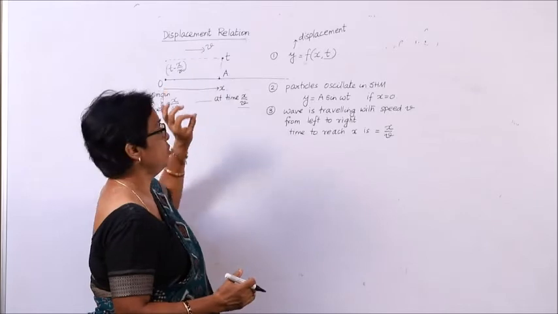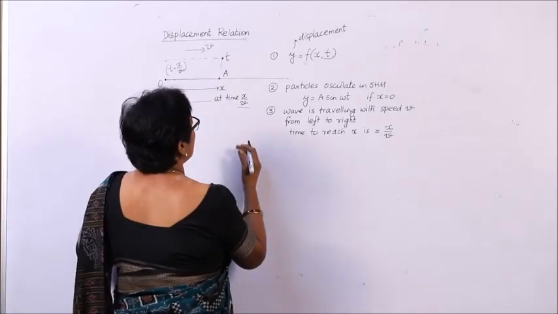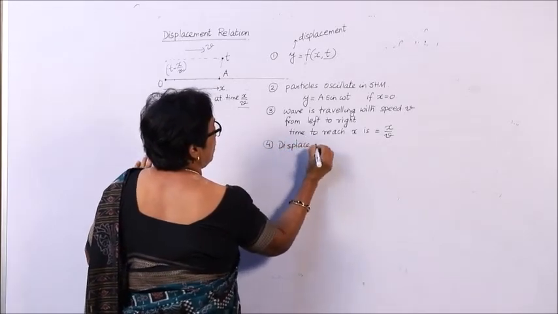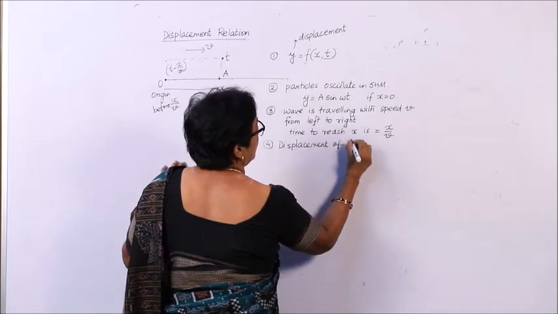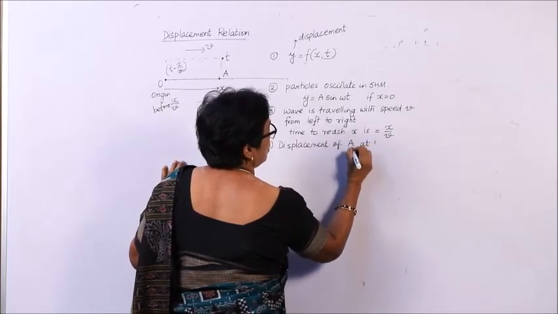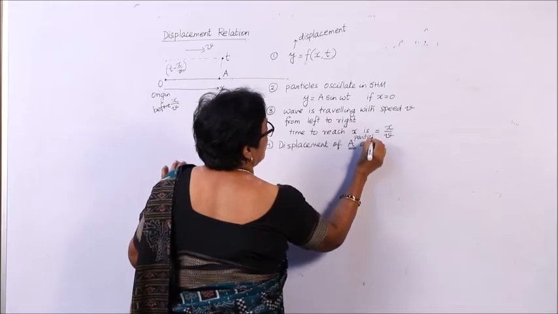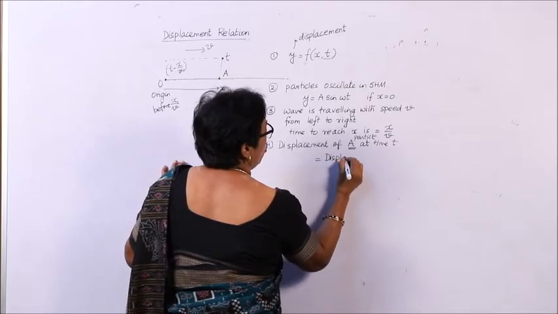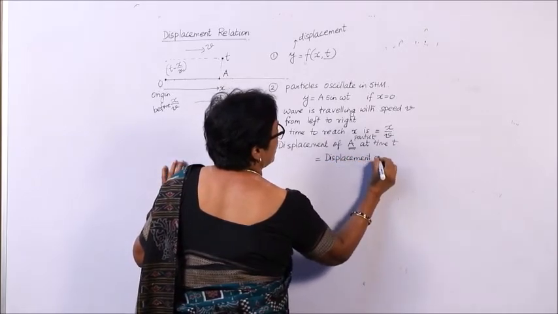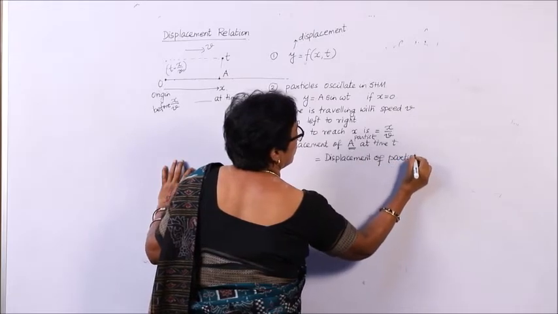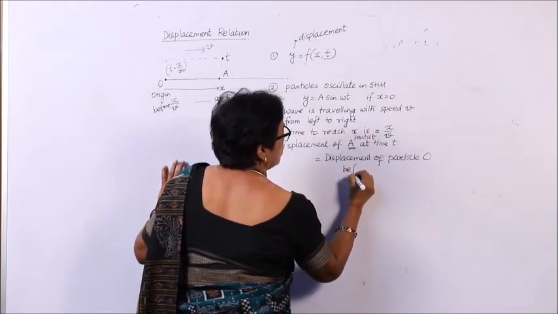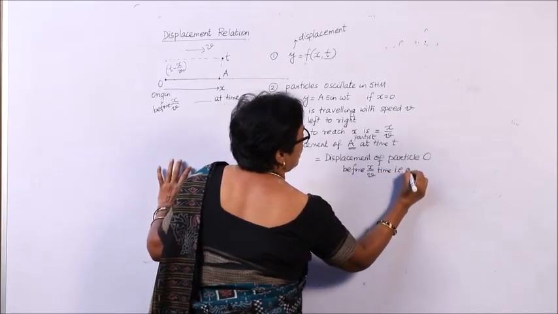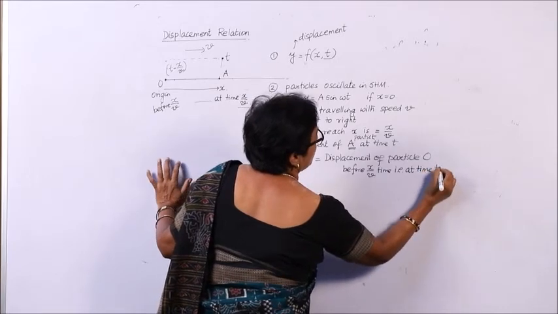So whatever is the position of... so the displacement of A at time t, or this is the A particle at time t, is the same as the displacement of particle O before x by v time, that is at time t minus x by v.